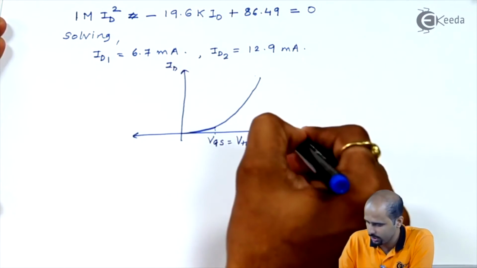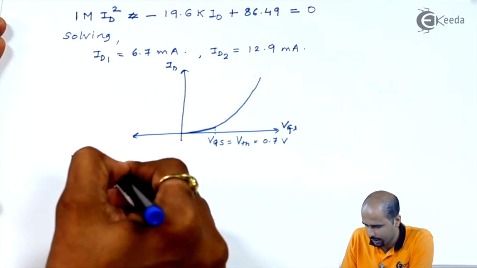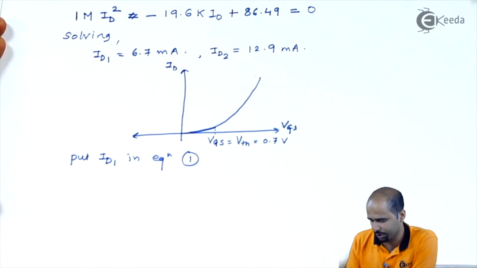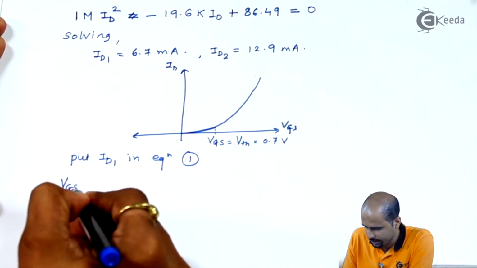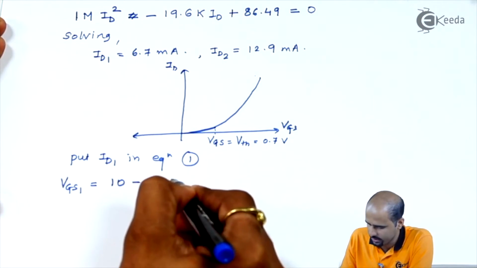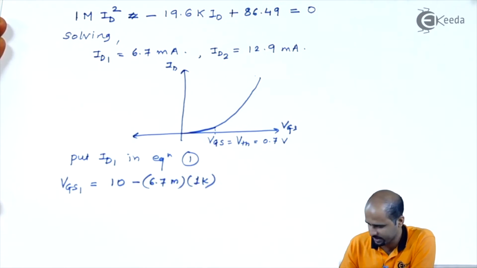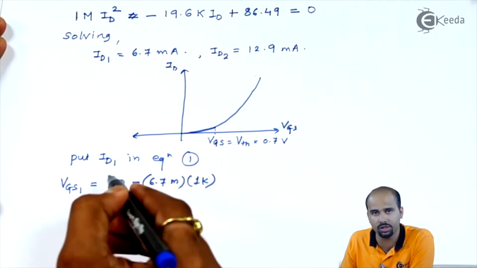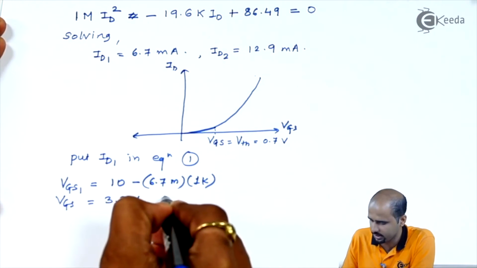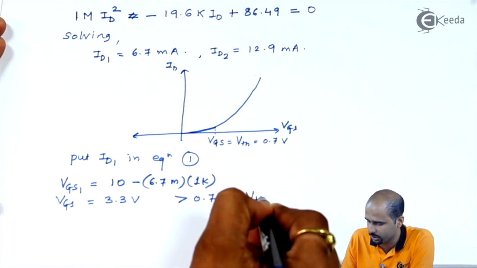So we'll take them one by one and calculate the value of VGS. Okay, so let's try to get the value of VGS. Putting the value of ID1 in equation number 1, we will be getting VGS1 is equal to 10 minus 6.7 milli into 1k, right? The k cancels the milli. I can say that the value will become 3.3. So 3.3 volts is a positive value, and obviously it is greater than 0.7 volts, which is VTH.